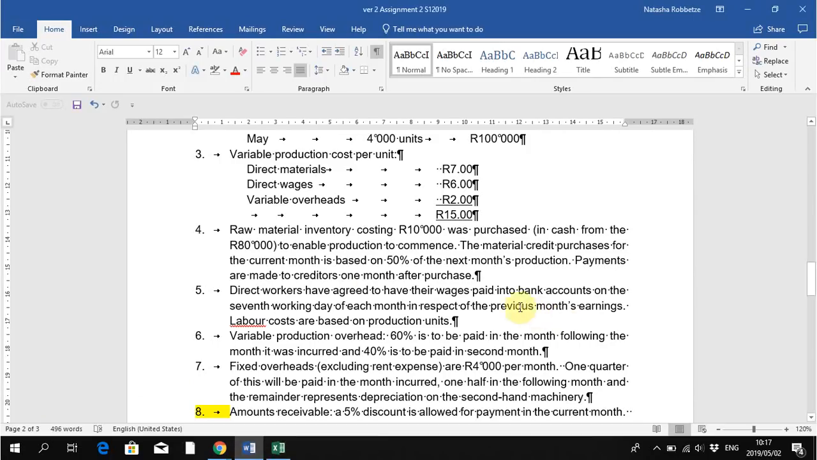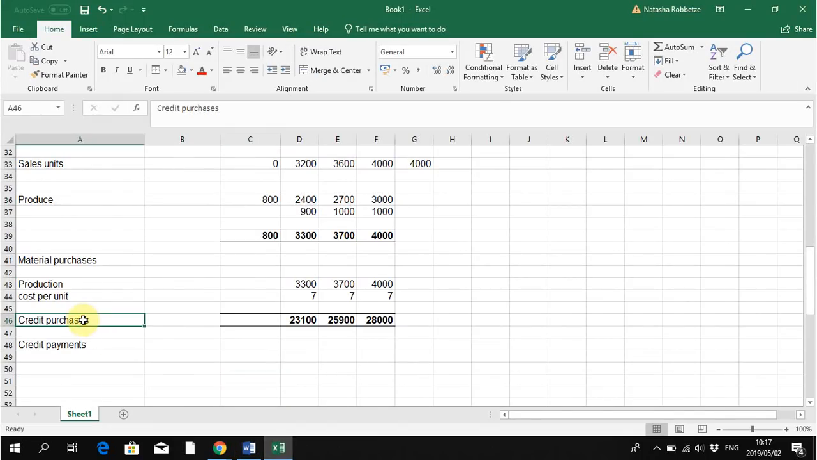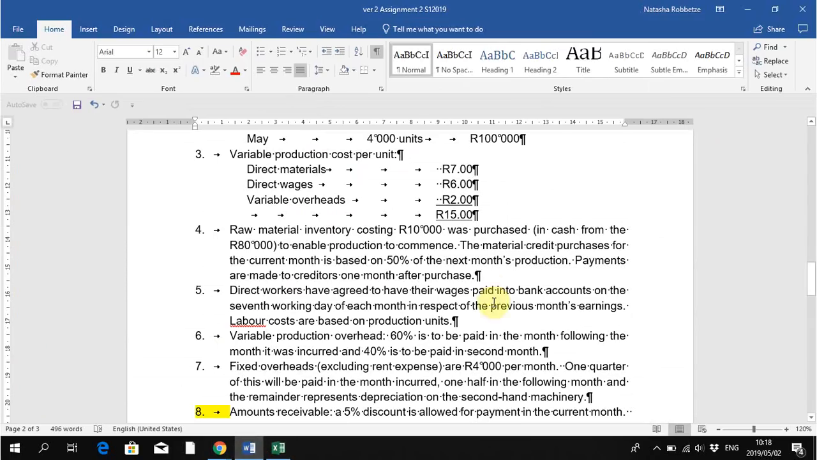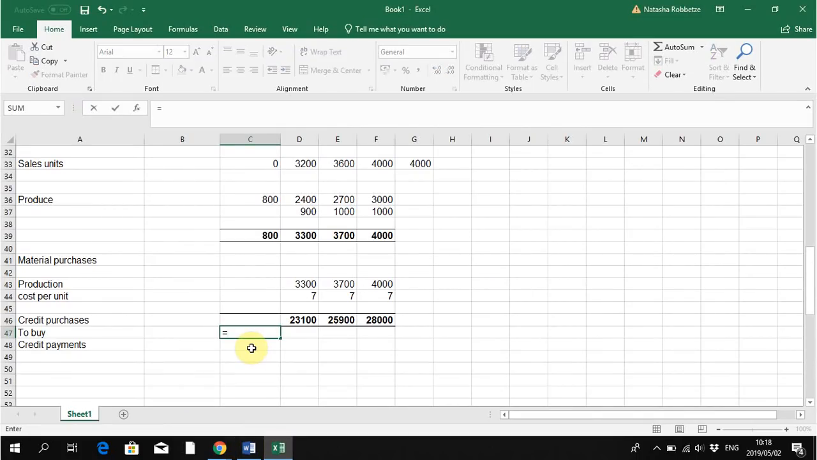And they say in this question that the material purchases is 50% of the next month's production, and payments are made to creditors 1 month after. Right, so we need to go and see then to buy. The rule is that you buy 50% of the next month. Just again, look at the sentence. It's 50% of the next month's production. So in January, we will have to buy 50% of February. And in February, we will buy 50% of March. And in March, we will buy 50% of April.